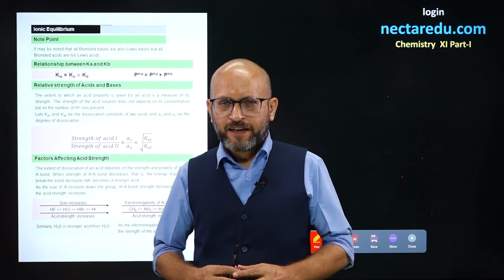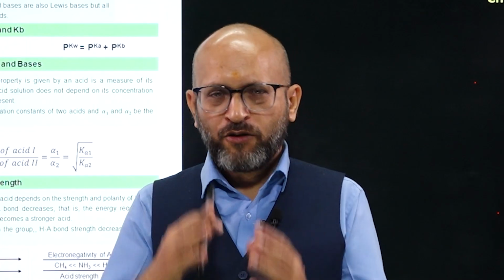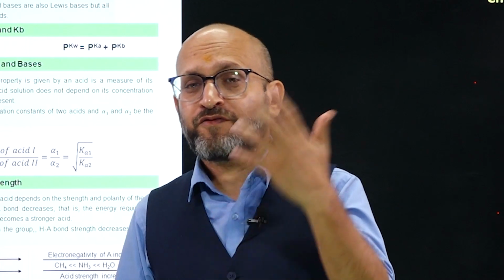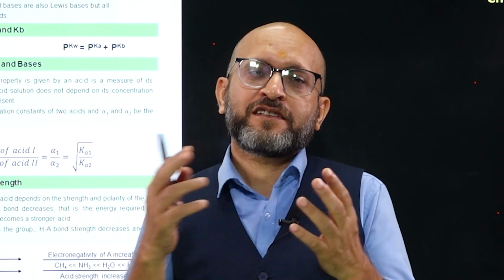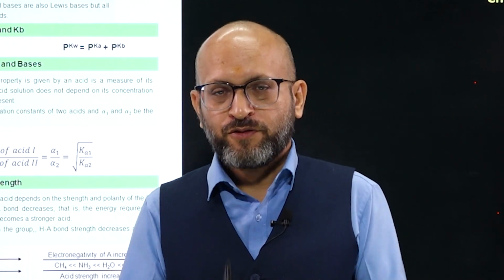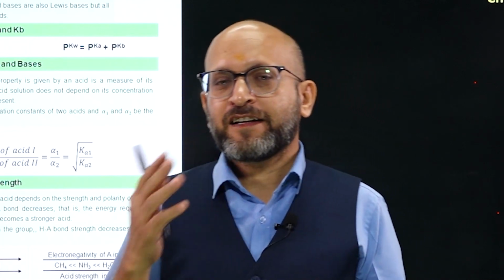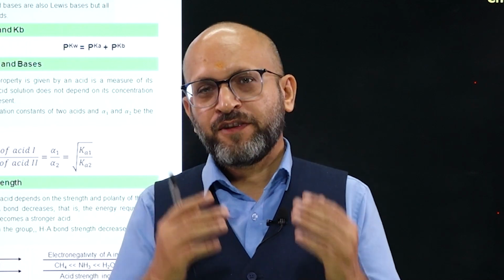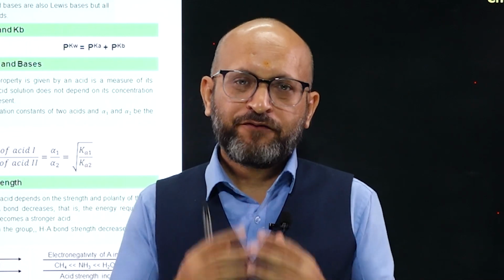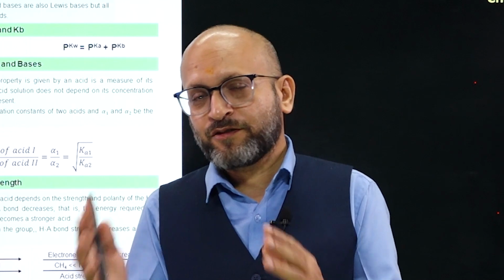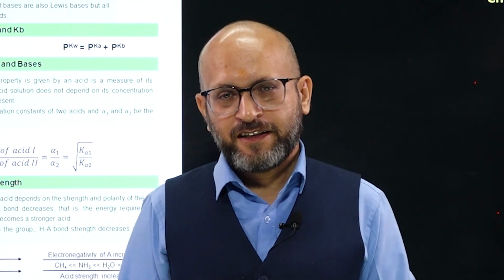So Bronsted acid and Lewis acid. How do you understand which one is a better acid and which one is not that good? We see the ionization of an acid. If ionization of an acid is good, then we say this acid is better. If the ionization is not that good, then the acid is a weaker acid, right?